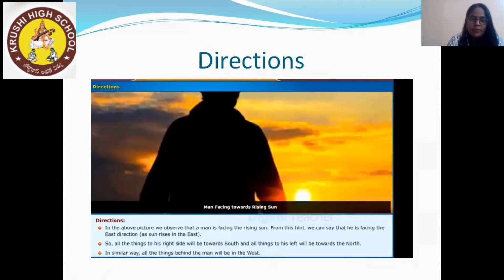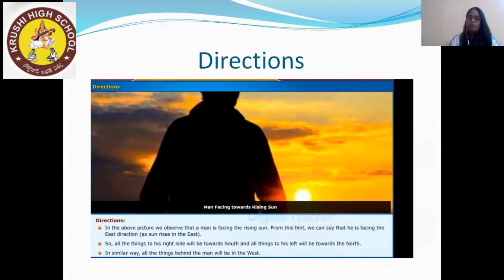Yes. Then coming to the next one, directions. In the above picture, we observe that a man is facing the rising sun. From this hint, we can say that he is facing the east direction as the sun rises in the east. So all the things to his right side will be towards south and all the things to his left will be towards the north. In a similar way, all the things behind the man will be the west, right?